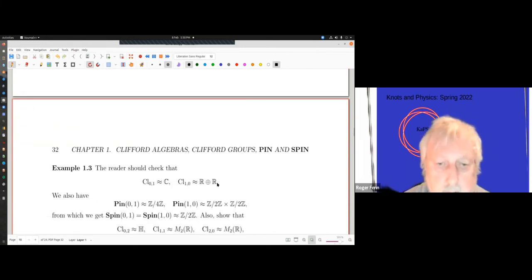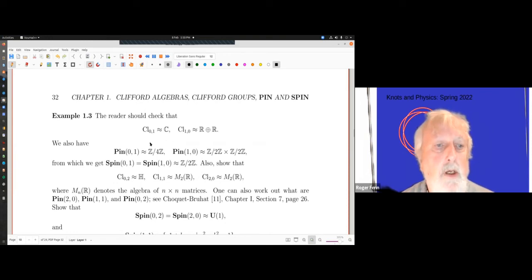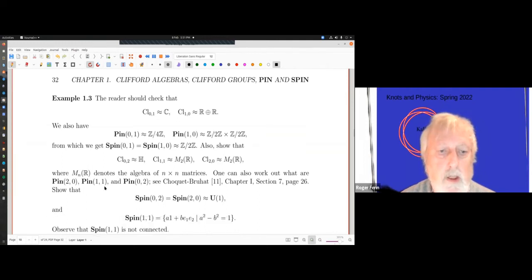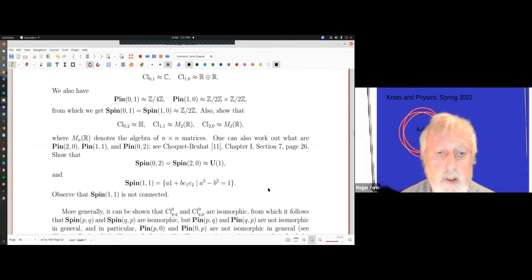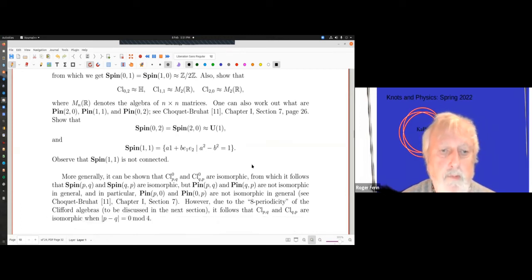I want to get through periodicity in the last 10 minutes. I have been through this, and it is fairly easy, and he does the early ones. Spin(1, 1) lies on this hyperbola. It's not connected. You all know a hyperbola has two bits.